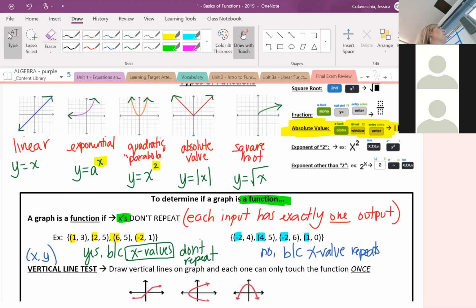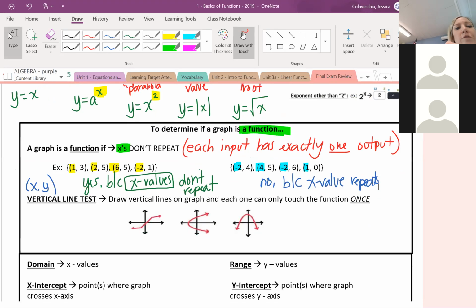So if I did it up here with all these that are claiming to be functions, I would only touch once. If I look down here, so this first example, I'm going to draw a bunch of vertical lines. They go up and down. It's only touching the function, not the axis, so only the red part. So is that first one a function? Yes. And then you could say because it passes the vertical line test.